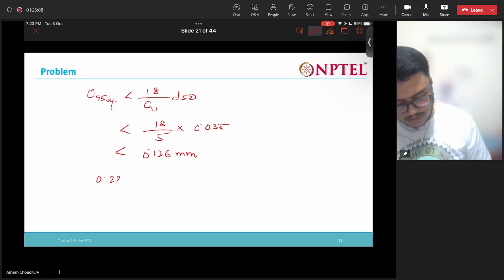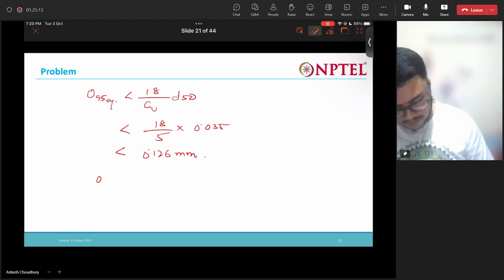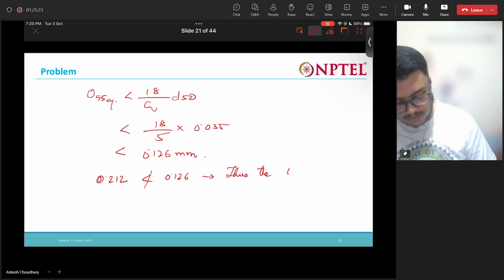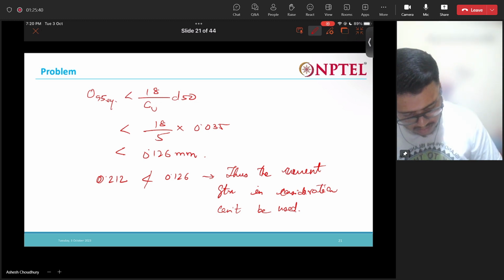So 0.212, sorry, 0.212 actually not less than, just the current geotextile in consideration. So we need to use some array.